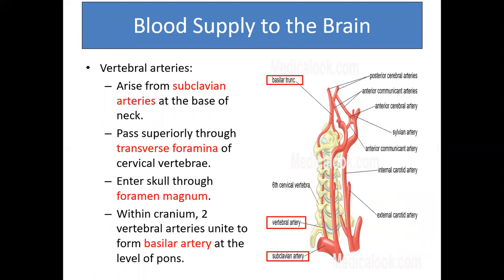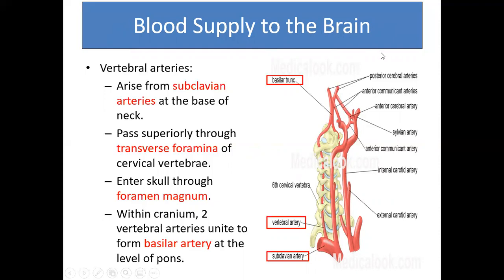Okay, now we're going to discuss each of the paired vessels that I mentioned earlier. Start with the vertebral artery. If you see here, this is the vertebral artery. It arises from the subclavian artery at the base of the neck. The vertebral artery passes superiorly through an opening known as the transverse foramina of the cervical vertebrae, and then it enters the skull through the foramen magnum.